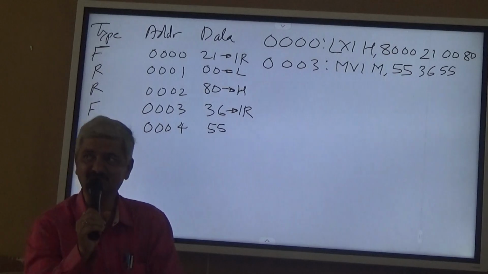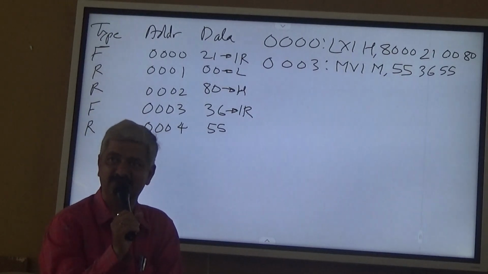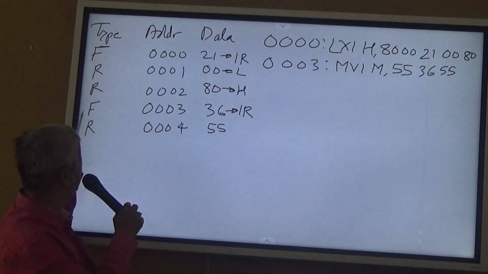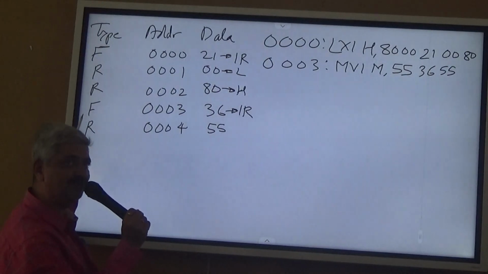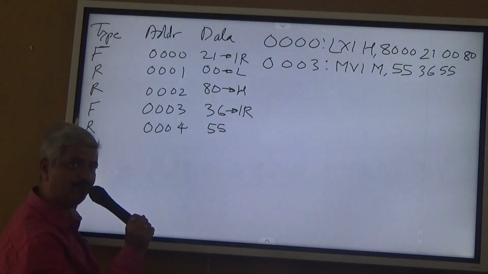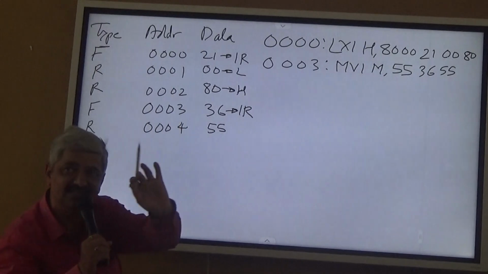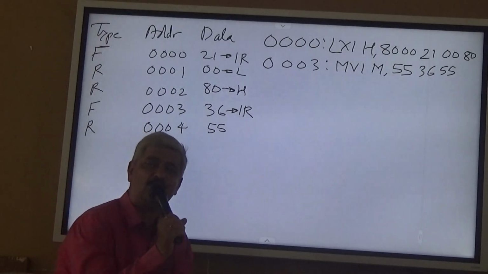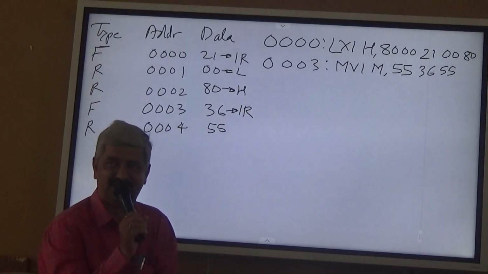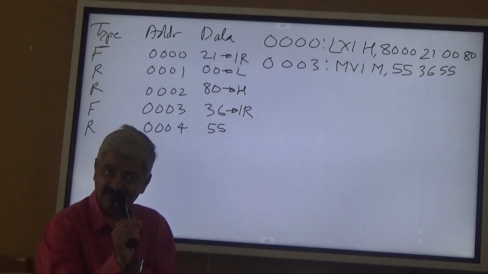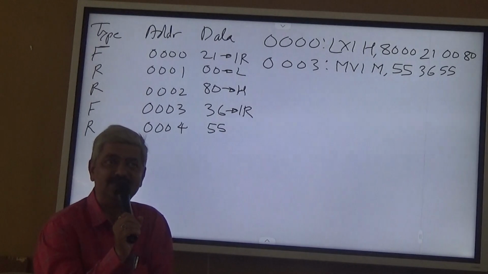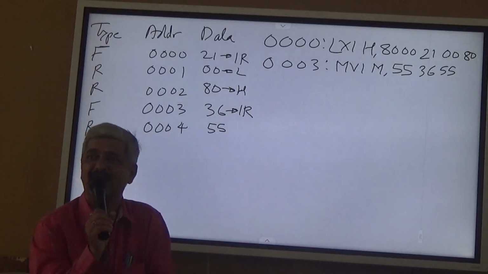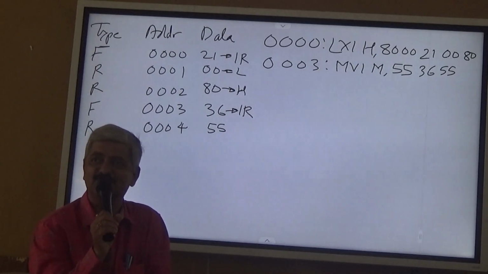Right. So at 0003, at this point of time, microprocessor 8085 is reading the instruction, the opcode fetch. The fetched opcode is 36, which is the opcode for the MVI M instruction. Right. Once it comes to know it is the opcode for a 2-byte instruction, what is it supposed to do?